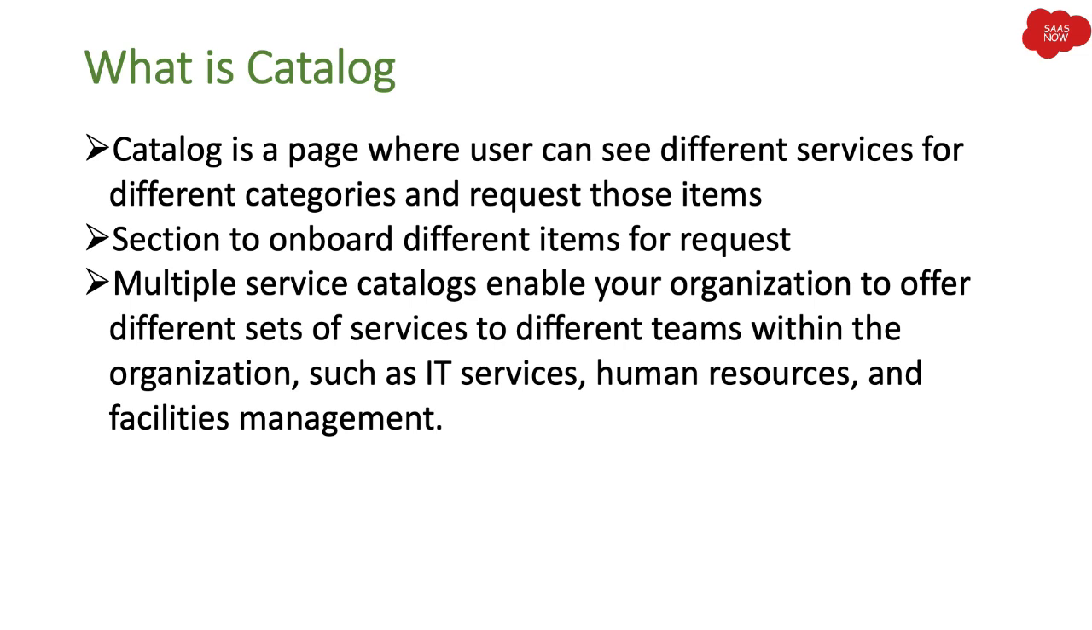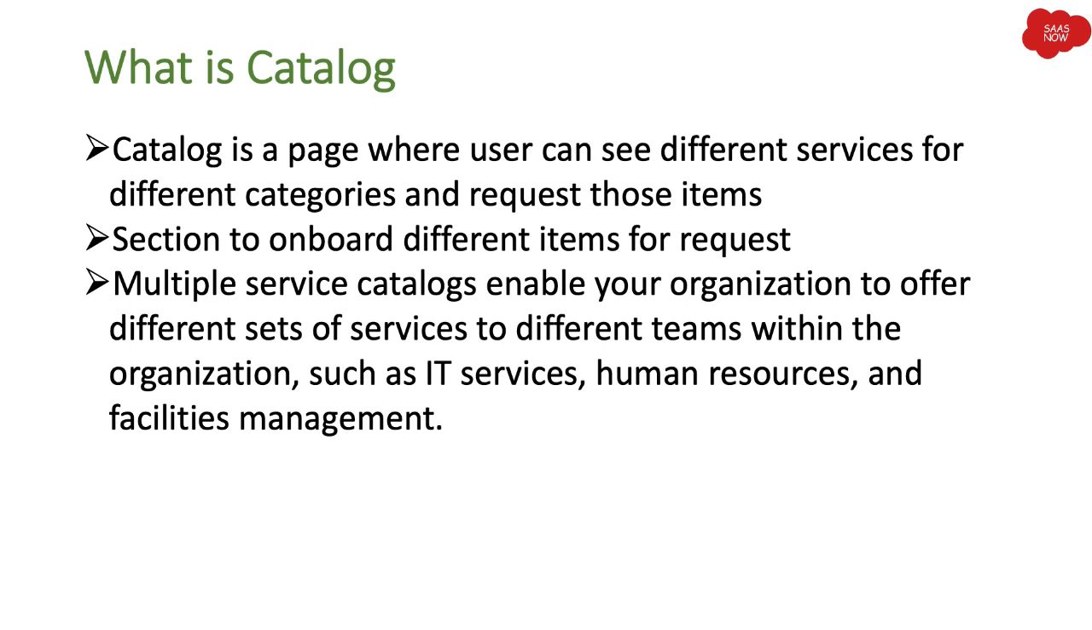What is catalog? Catalog is a page where users can see different services for different categories and request those items. It's a section to onboard different items for request. So in your organization, if you have different departments or business units that provide different kinds of services for end users, maybe for access, maybe for data requests, maybe for reporting requests, maybe onboarding of employees from the HR team, maybe onboarding of a server, maybe if I want to request a virtual server.